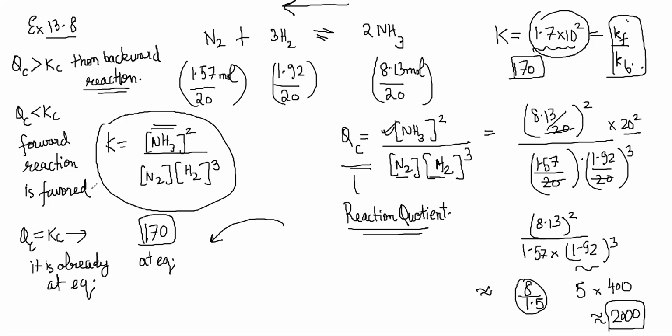So basically, QC is exactly the same expression as the equilibrium constant. It is just telling us that when you start off, whether you are at equilibrium, or whether you have already crossed the equilibrium and the backward reaction has to happen, or whether you are before equilibrium and the forward reaction has to happen. So that is the point of this.